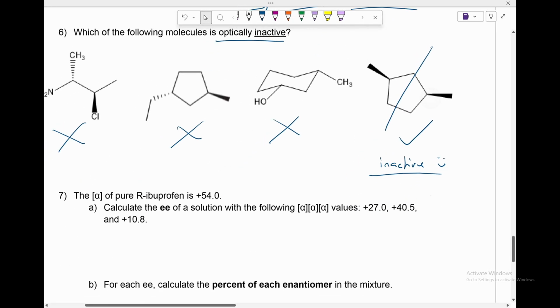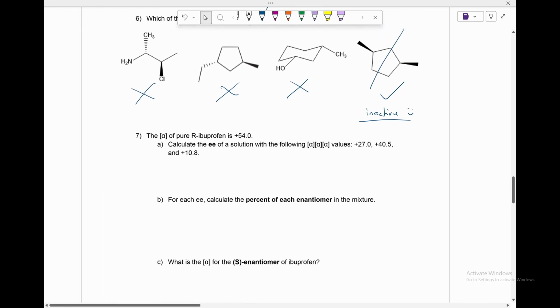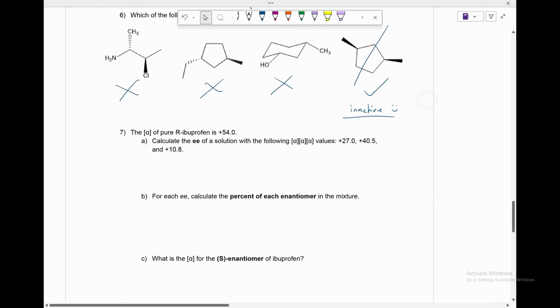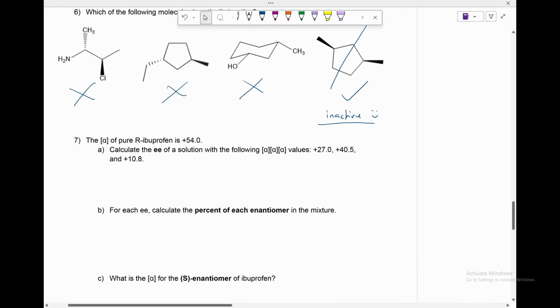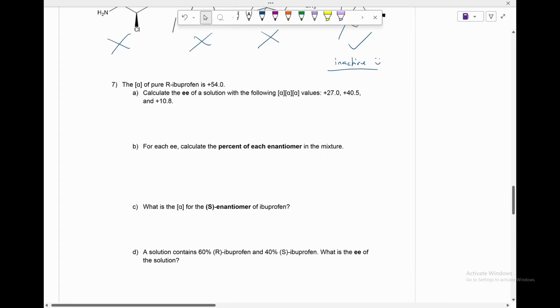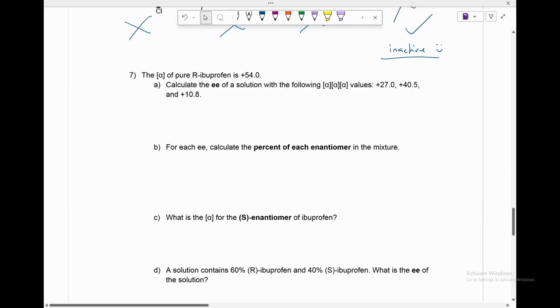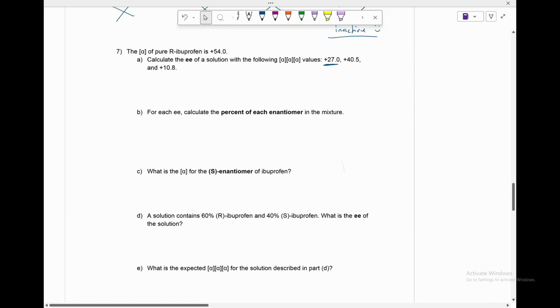Okay, so let's talk about enantiomeric excess. And I swear, I'm not good at math, but the math here is okay. Do not worry, okay? I'm only going to do the set for 27. I'm not going to do the last question either because my throat hurts.